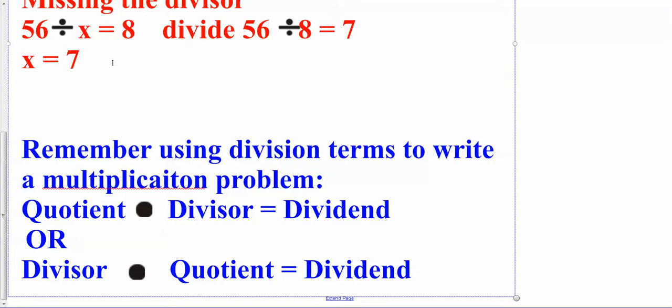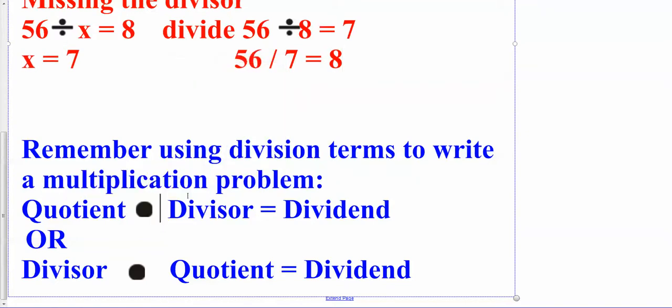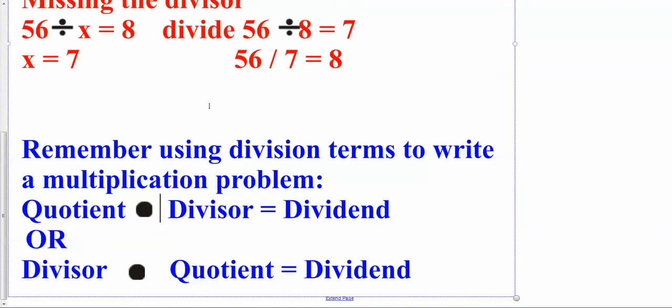So if I do 56 divided by 7, that's also going to equal 8. So you can see that's how my divisor and my quotient are interchangeable, because in a multiplication problem, they would both be factors. Okay, they would both be factors. So that's how we would solve multiplication and division equations.